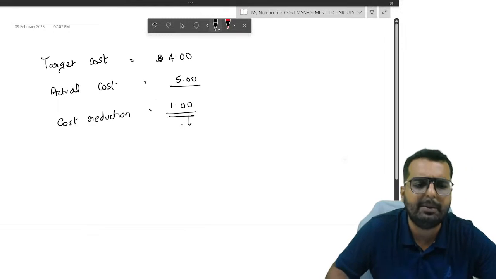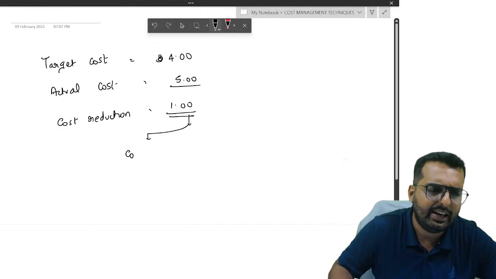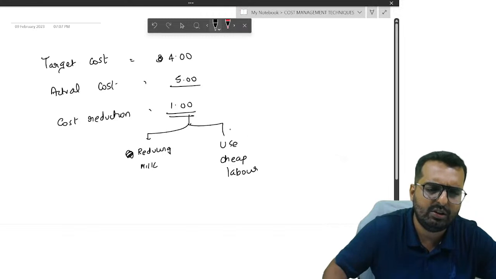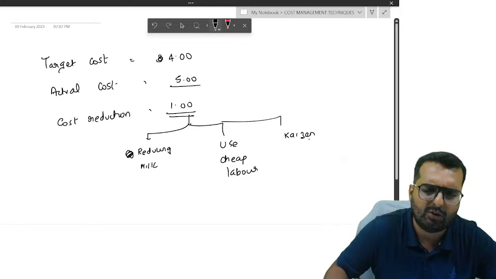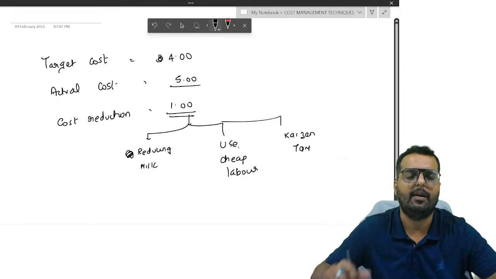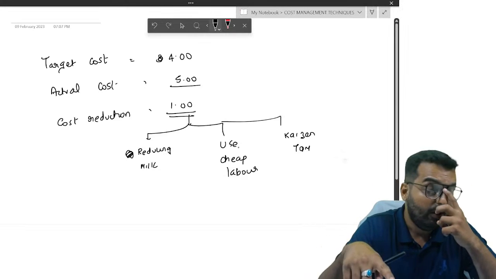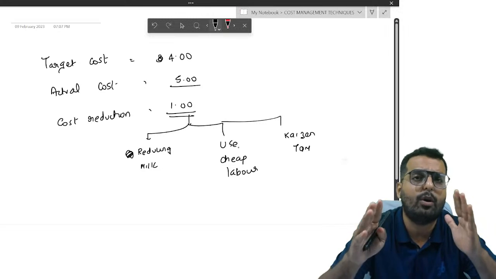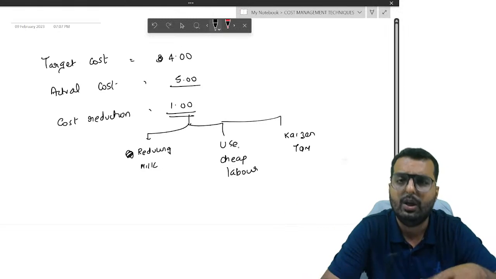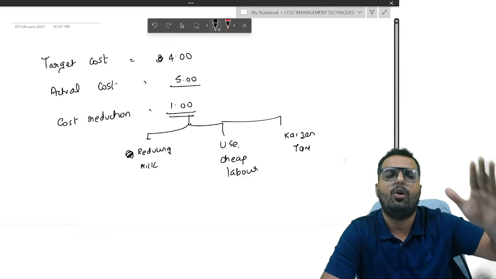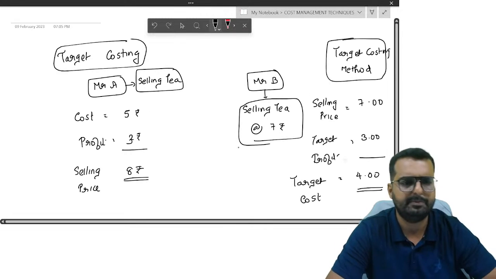Now to do this, there are multiple ways. What are the multiple ways? I can reduce the milk that I am using in the tea. I can use cheap labor, or I can use modern techniques such as kaizen costing, TQM, etc. This methodology is what we call target costing. So in real life, you cannot do cost plus profit is equal to selling price. You have to do target selling price minus target profit will give you the target cost. Can you just scribble down this in your books now?